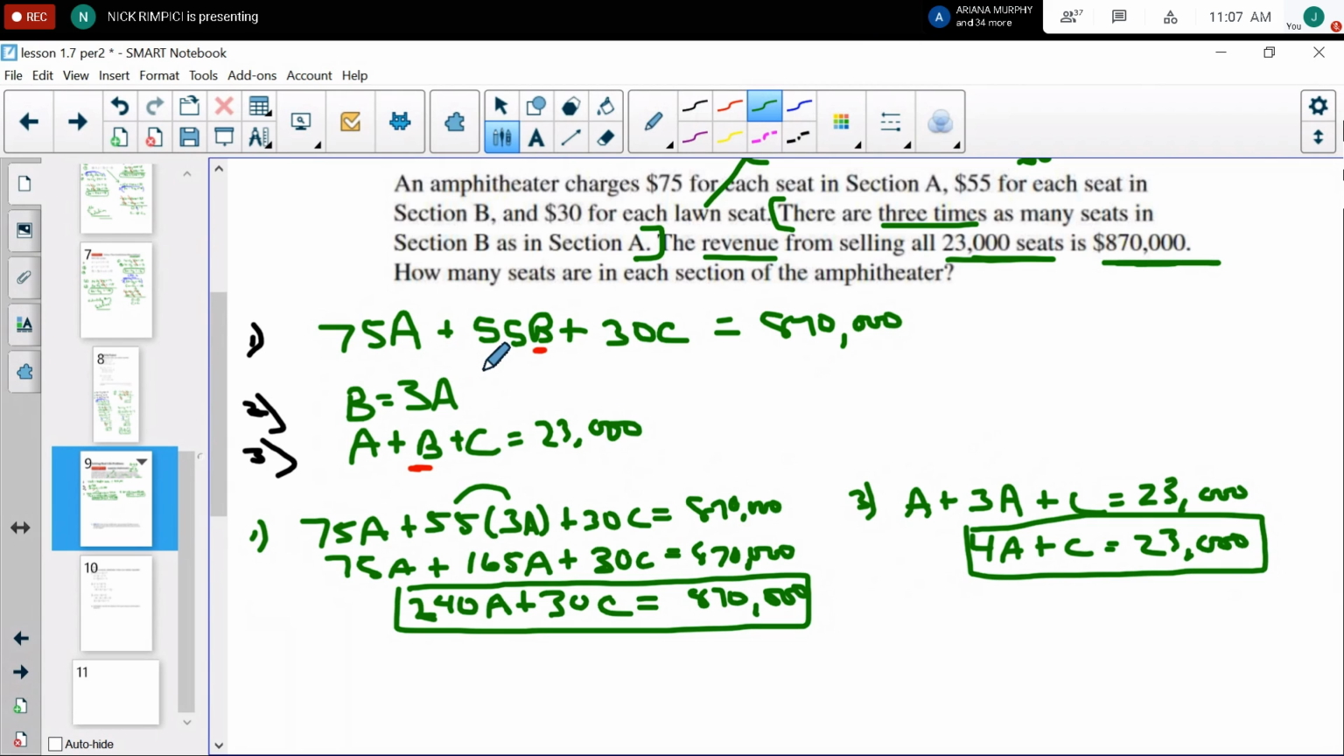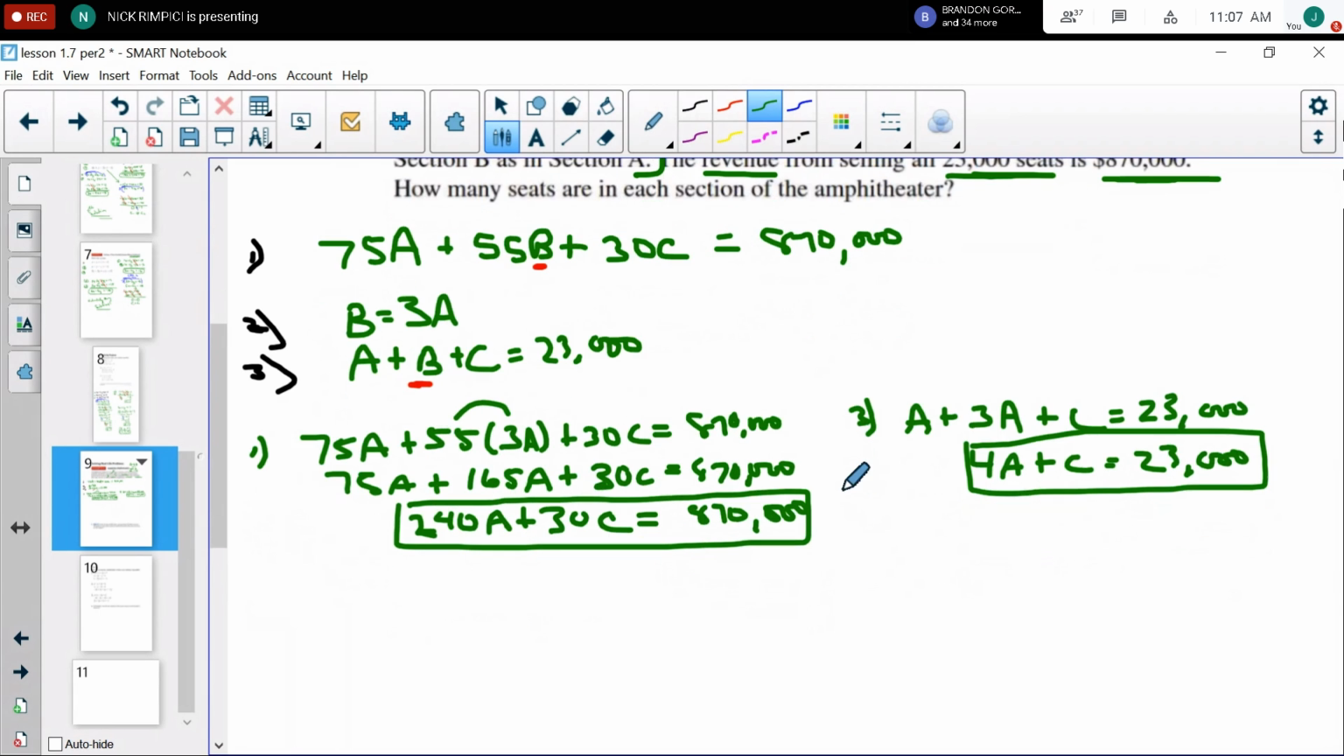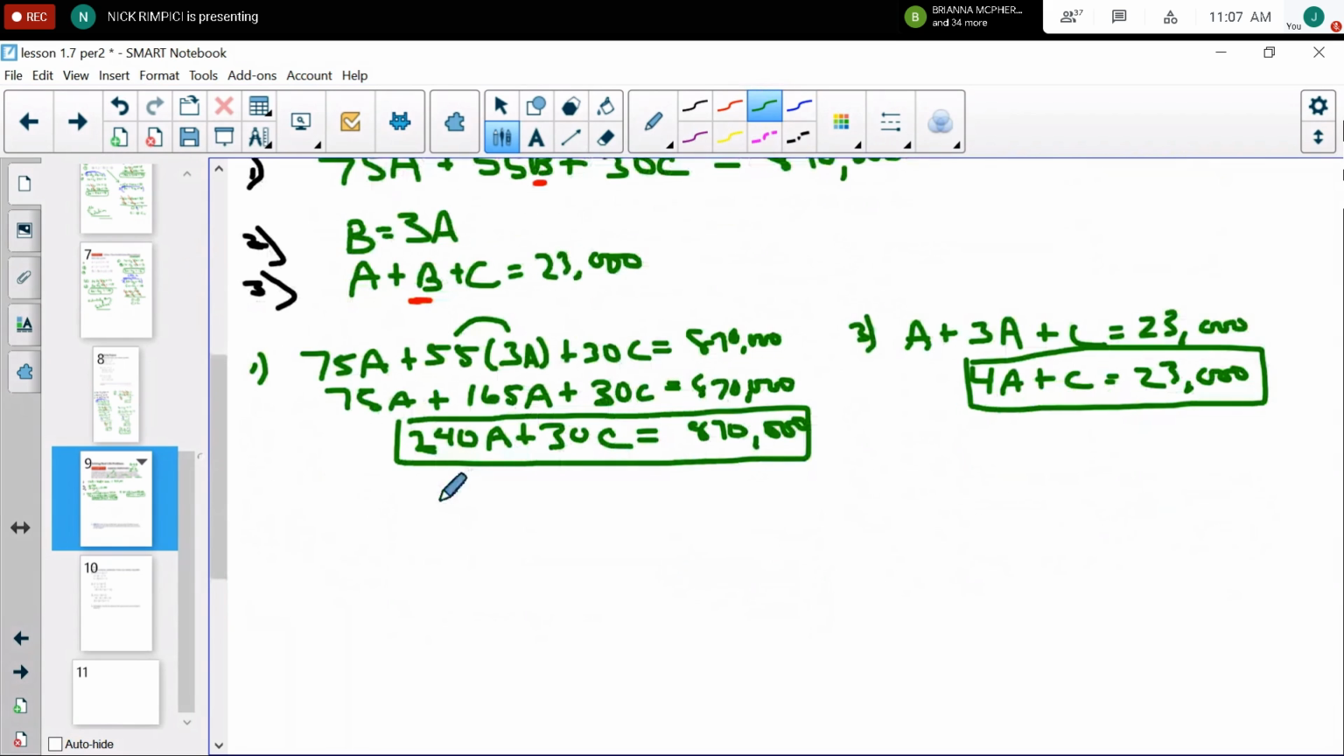It's just easy. Now it's a system of equations which we know how to solve. It's two equations with two variables. This is the easier type of stuff that we did in the past in like algebra 1. So I have 240A plus 30C equals 870,000. And then I have 4A plus C equals 23,000.